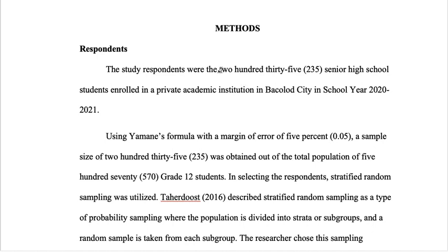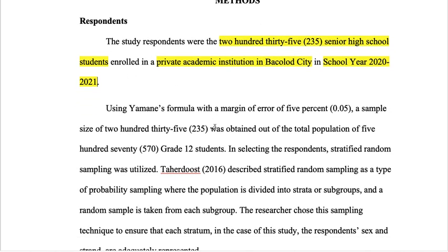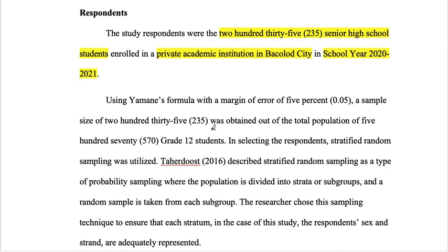The respondents were the 235 senior high school students. It's mentioned again on the first statement under the respondent section. Of course, you have to provide the locale and the date. Alright, so that's it for the respondent section. Next, on the second paragraph, you are to discuss the sample size. How did you determine the sample size? And what is the sampling procedure you have used?